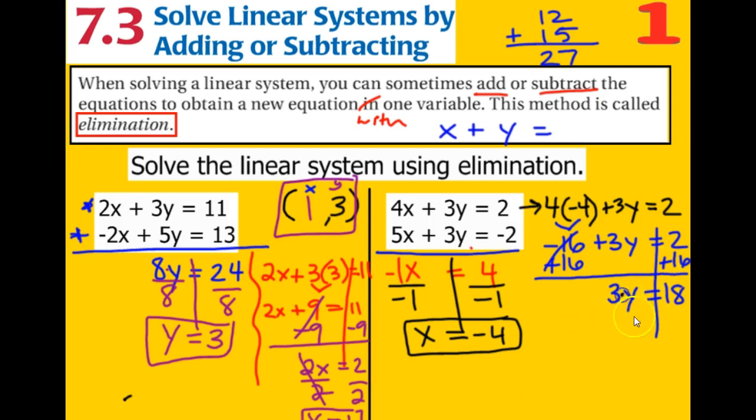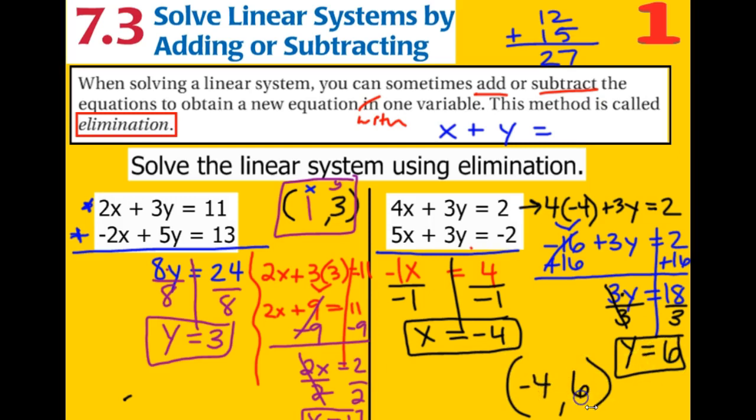And then last, the opposite of multiplying by 3 is divide by 3. So we get y equals, and 18 divided by 3 is 6. So my answer in the form x comma y, x is negative 4 and y is 6. This is where these two lines would cross if we were to graph them.